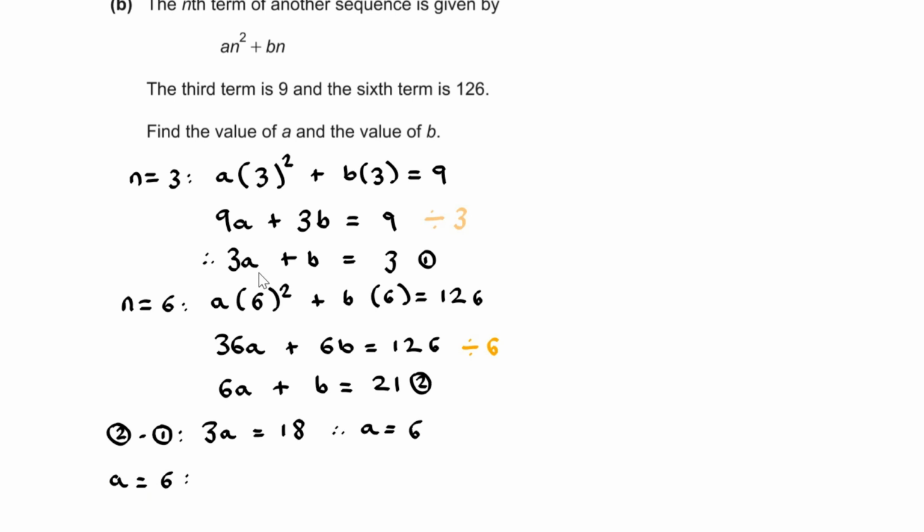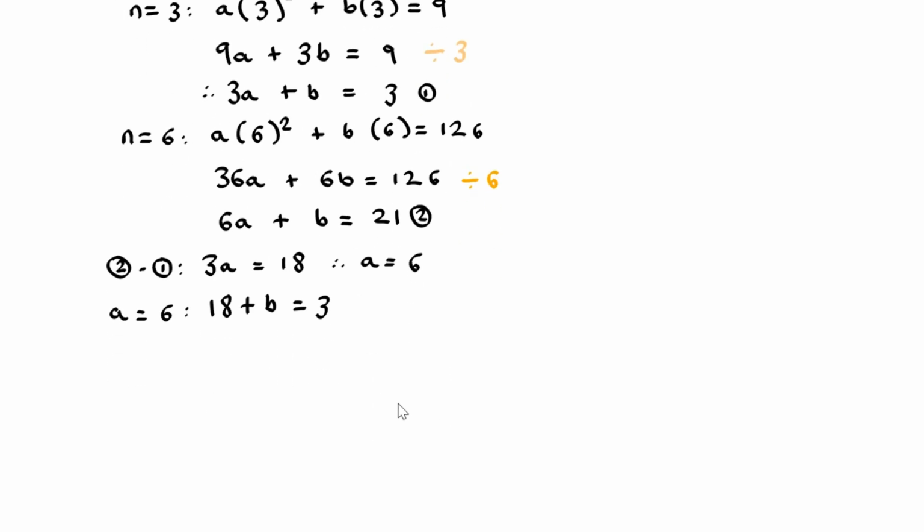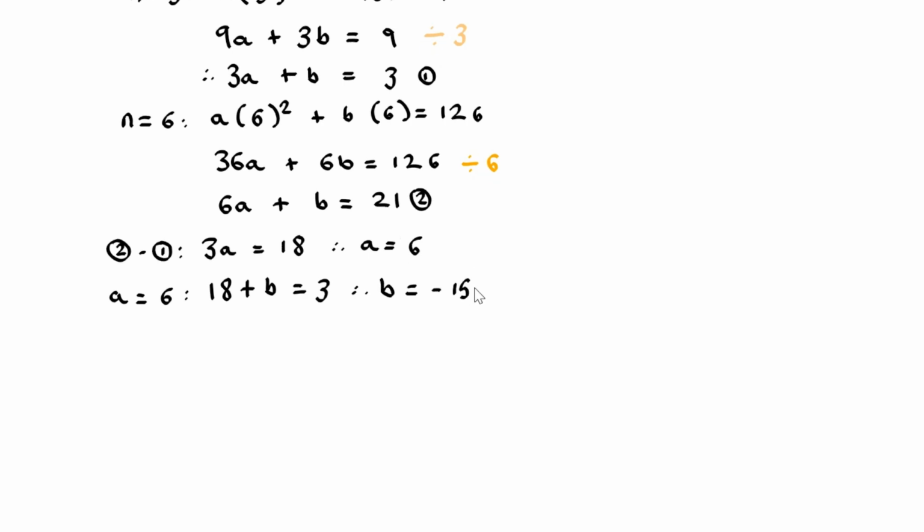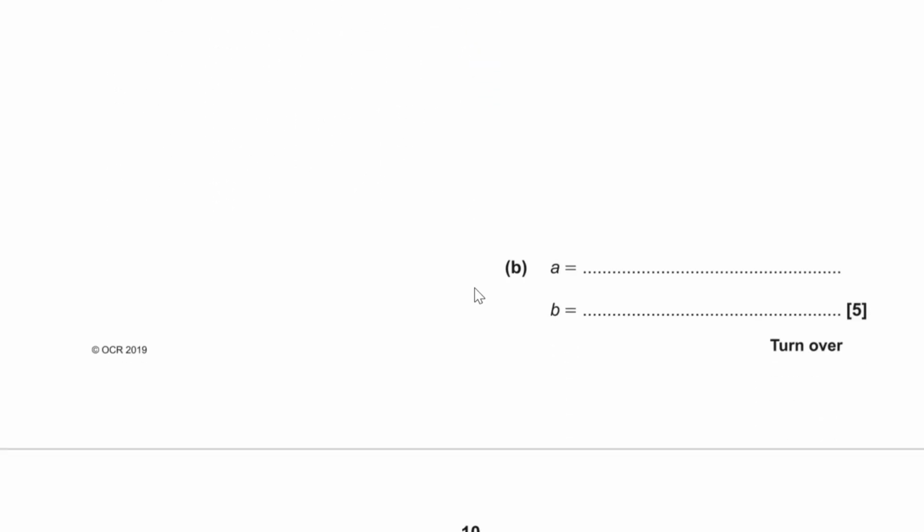And when A is equal to 6, we can substitute into any equation, for example this one. So we've got 3 lots of 6, which is 18. So we've got 18 plus B equals 3, and if we subtract 18 from both sides, you can see that B is equal to negative 15, and therefore you can see A is equal to 6, B is equal to negative 15.